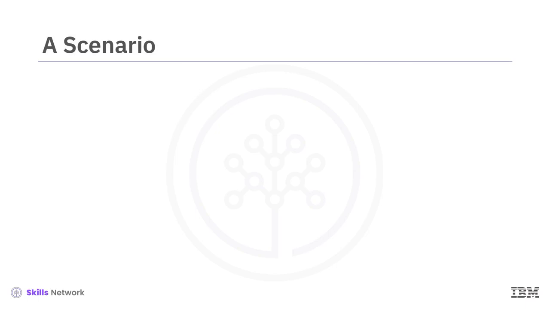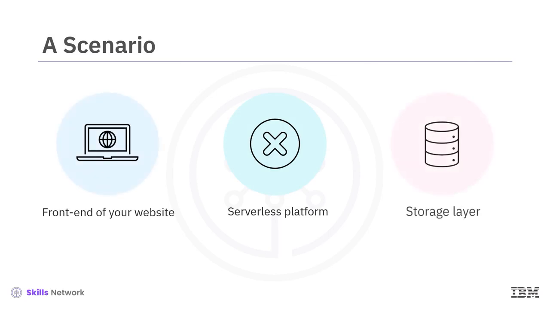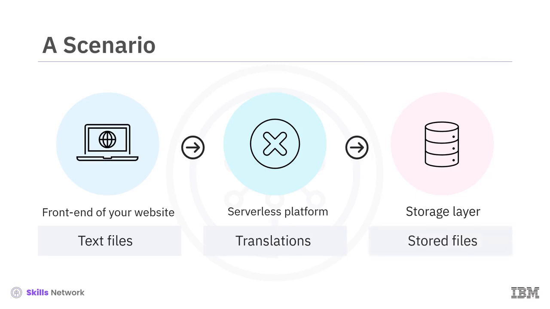Let's look at a scenario. You could, for example, have a serverless platform between the front end of your website and your storage layer running individual functions. The serverless app could be translating text files and storing it in a cloud-based storage service. Using the front end of your website, you send text files to a serverless app. The app creates translations in different languages, and then stores these translated files in a cloud storage, and sends their links back to you.